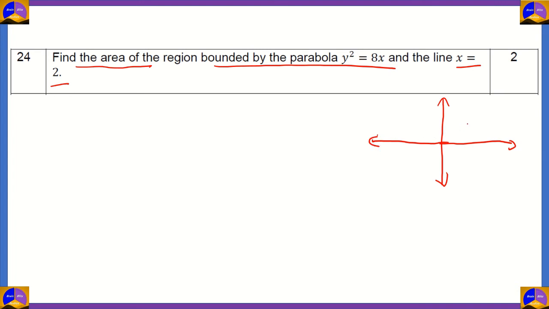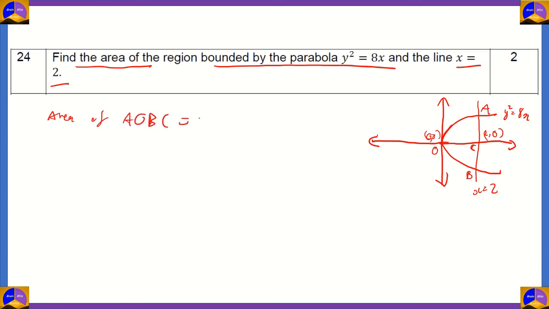When you draw the graph of y squared equals 8x and x equals 2, you see that the integral lies along the x-axis from 0 to 2. Now let's name the closed region as AOBC, and the formula is: area of AOBC is 2 times the area of AOC.